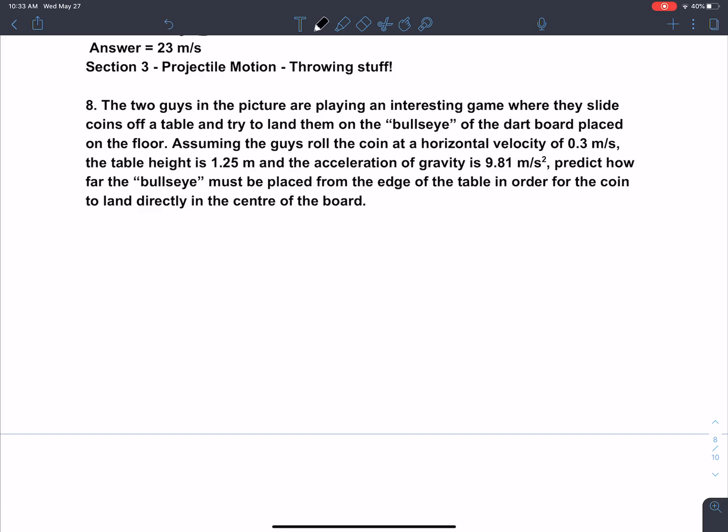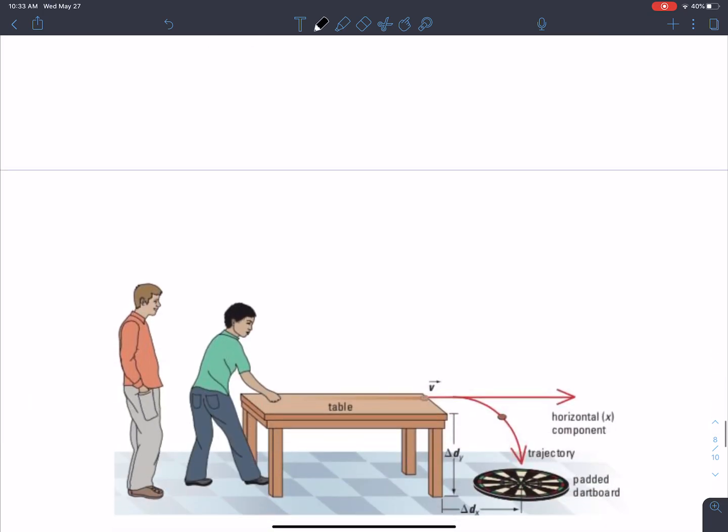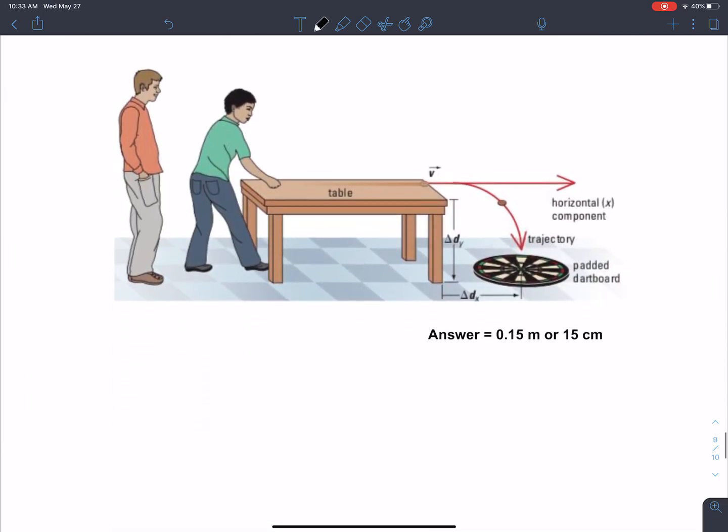Okay, assuming the guys roll the coin at a horizontal velocity of 0.3 meters per second and the table height is 1.25 meters and the acceleration of gravity is 9.81 meters per second squared, predict how far the bullseye must be placed from the edge of the table in order for the coin to land directly in the center of the board. Okay, so we worked this out together in class.